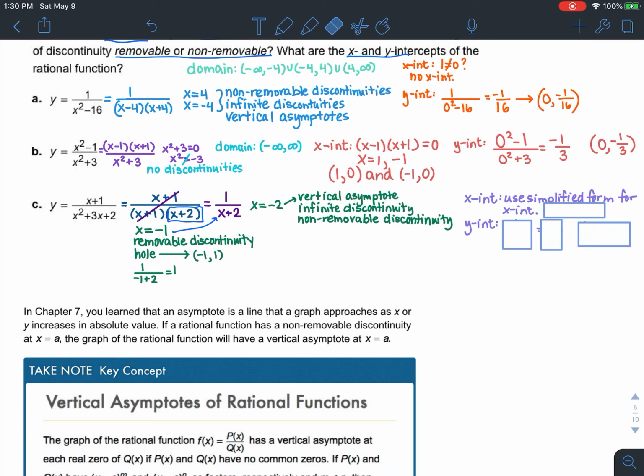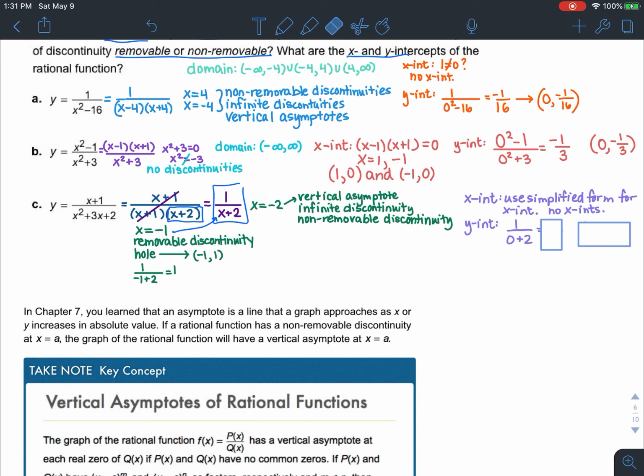To find the x-intercept, you're going to use the simplified form. So we're going to use this to find the x-intercept. Otherwise, we're going to think there's an x-intercept at negative 1, and there's not. So we're going to use the simplified form, which is setting the top equal to 0, but the top is 1, and you can't make the top be 0 because it's 1, so there are no x-intercepts. That's fine. That's not your problem.